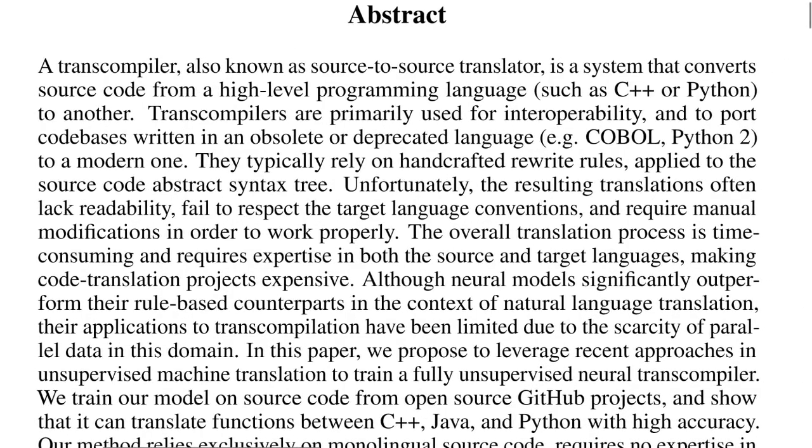They say a transcompiler, also known as a source-to-source translator, is a system that converts source code from a high-level programming language, such as C++ or Python, to another. They say transcompilers are primarily used for interoperability and to port code bases written in an obsolete or deprecated language, such as COBOL or Python 2, to a modern one.